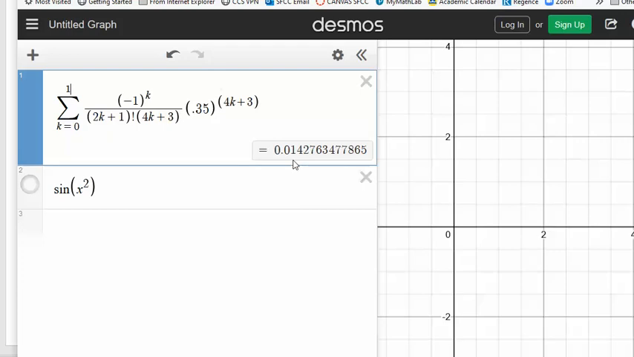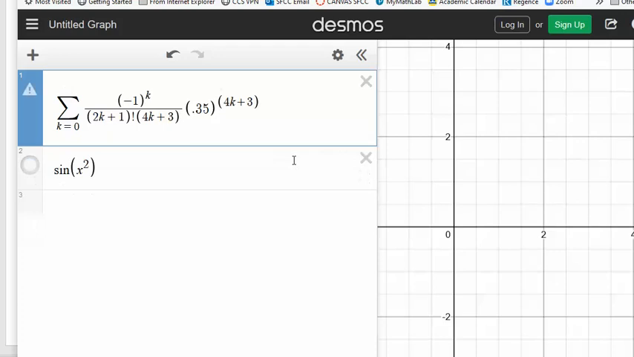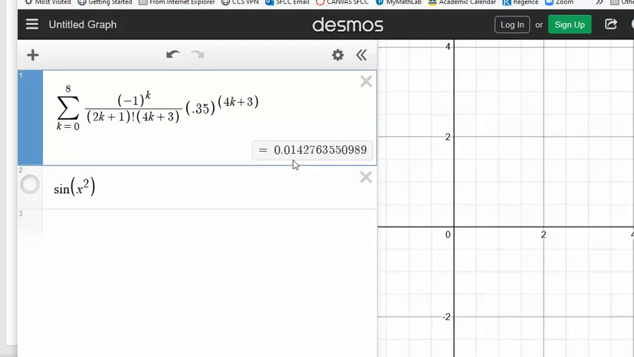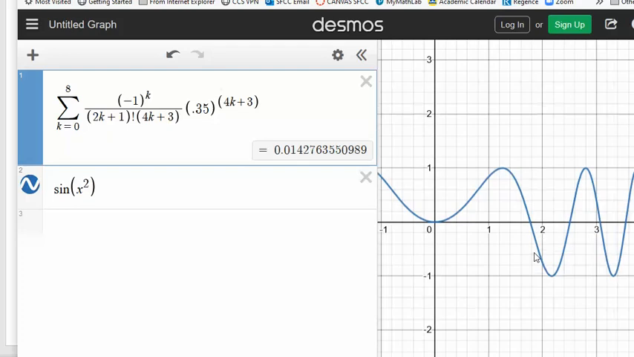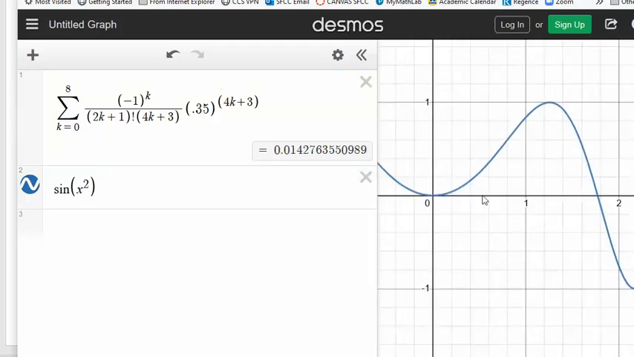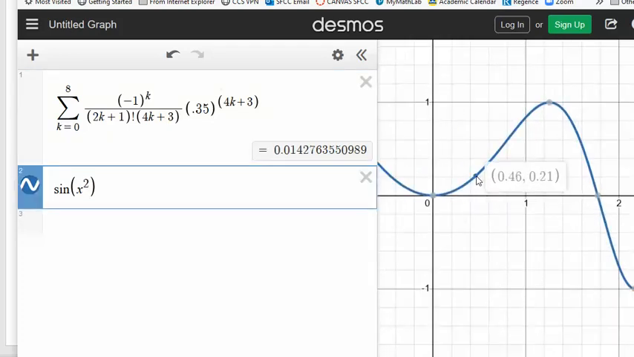Change it to 1. 0.01427. So I already had my first two decimal places. I could go 2 terms. Actually, that's 3 terms. Now that's 4 terms because I'm starting at 0. But you can see this is converging to this value pretty fast. And that is the value of the area under this curve from 0 to 0.35. Now wherever that is, right in here somewhere. Just this little area right here is equal to that value.